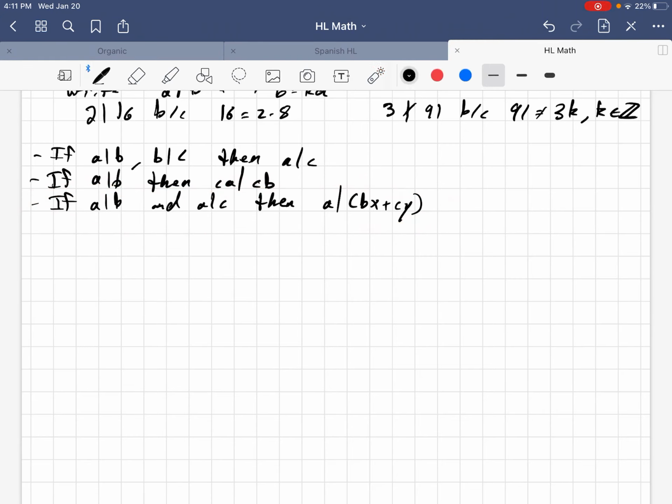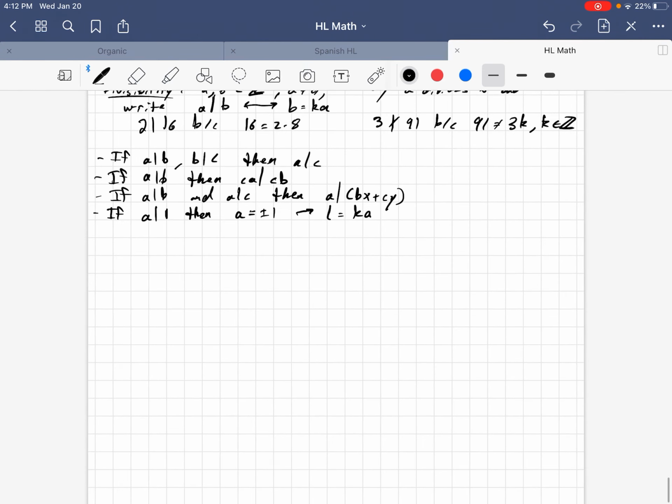And one other thing that should be fairly obvious to note is if a divides 1, then a necessarily has to be equal to plus or minus 1, right? Because if you have 1 is equal to ka, and k has to be an integer, well, then a has to be equal to 1 or negative 1. Otherwise, k would not be an integer. So now I have divisibility set. Now we can dive into primitive Pythagorean triples.